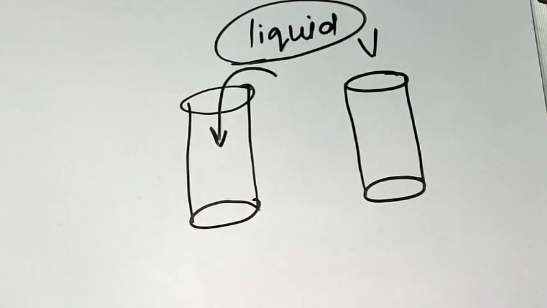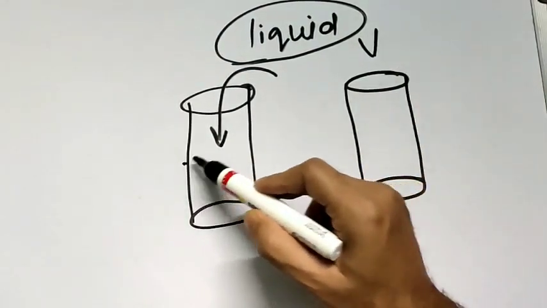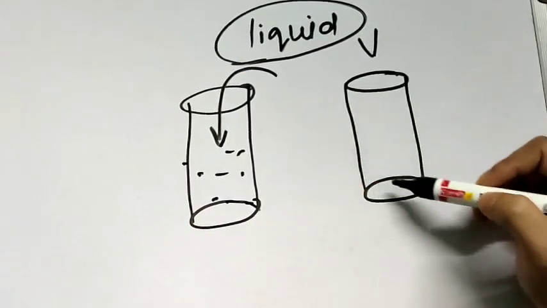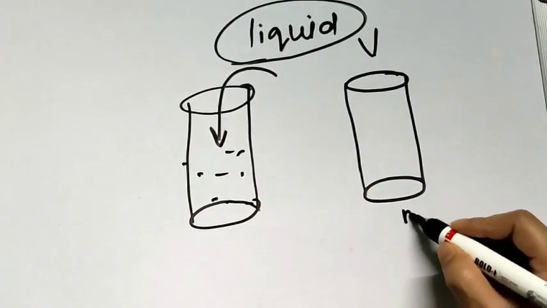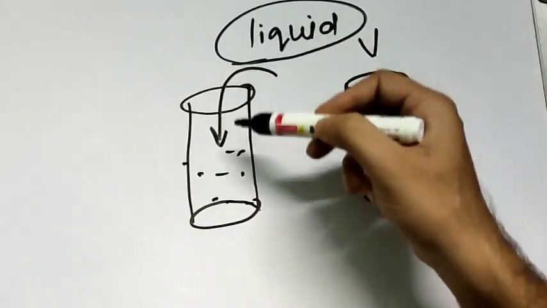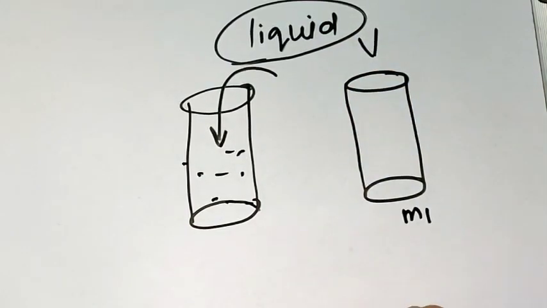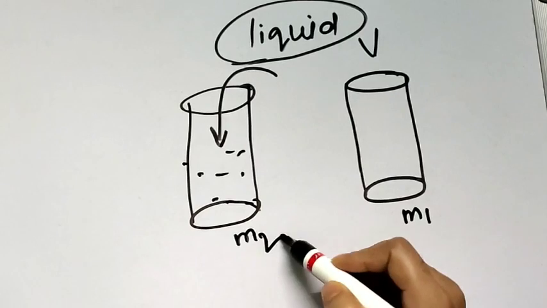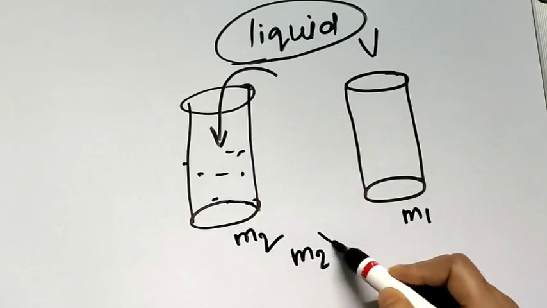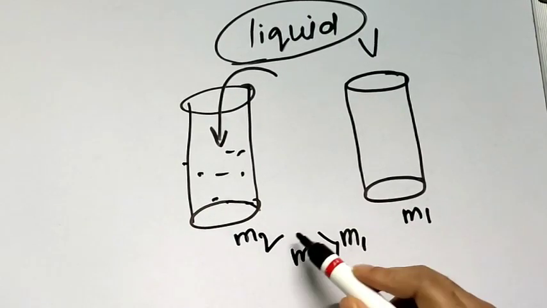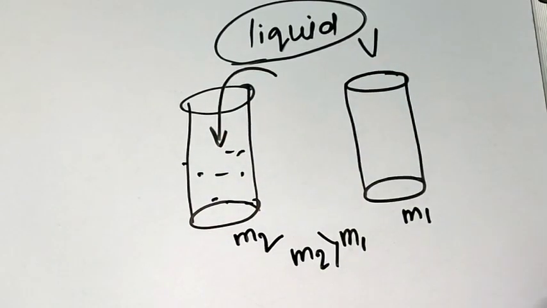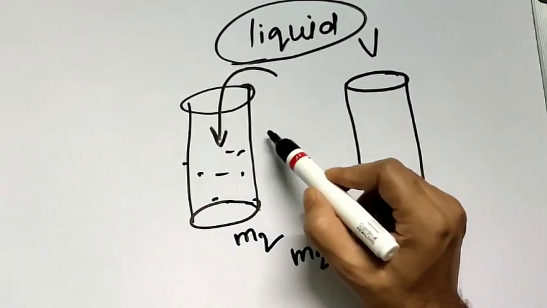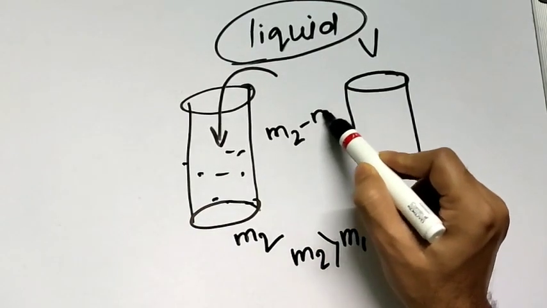Now when this can is empty, let's say the mass of that empty can is m1, and when the liquid is poured into this measuring can, the mass becomes m2. Now m2 is obviously greater than m1 as m2 contains the mass of the can and the mass of the liquid. So can you tell me what will be the mass of the liquid? The mass of the liquid is going to be m2 minus m1.